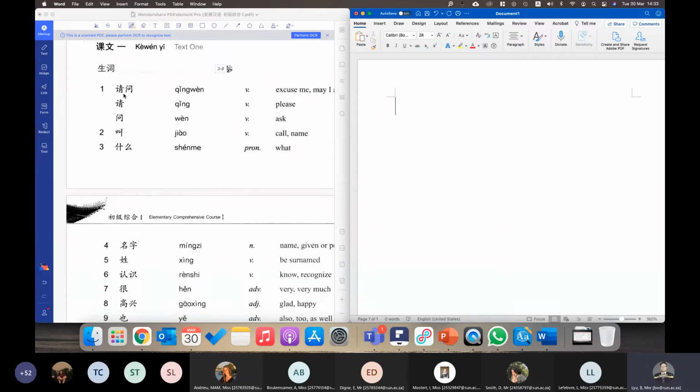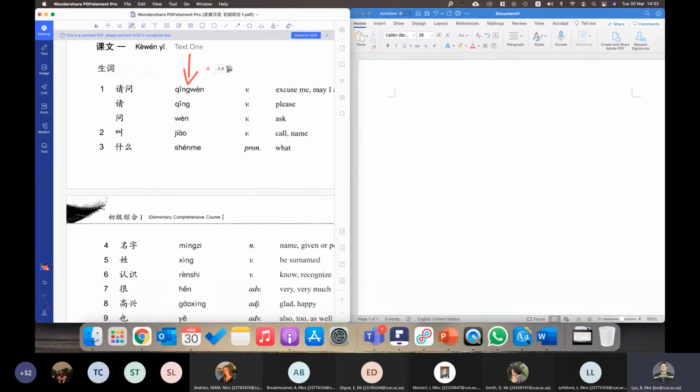请问. Don't look at the pinyin, look at the character. Okay, link the image, the signifier of the character, to what it signified. Excuse me, right? And the pinyin part is just for you to understand how they are pronounced. They are not the language.